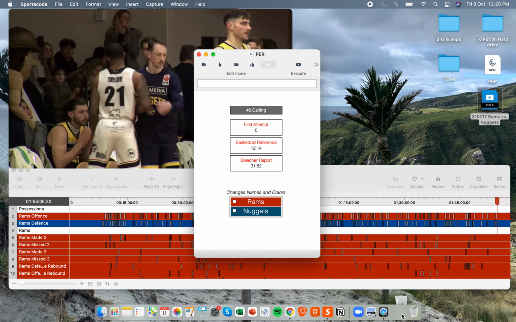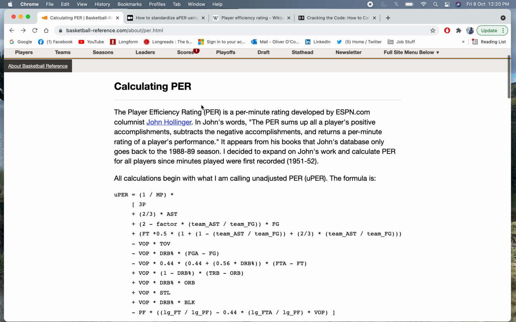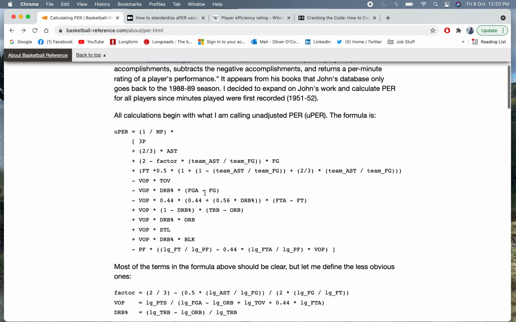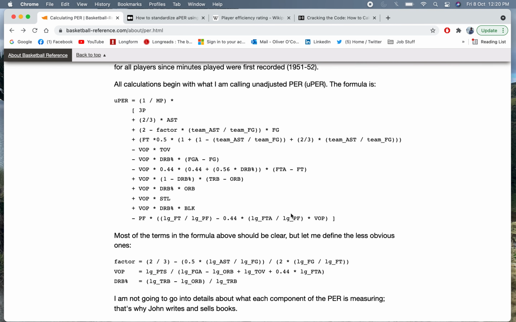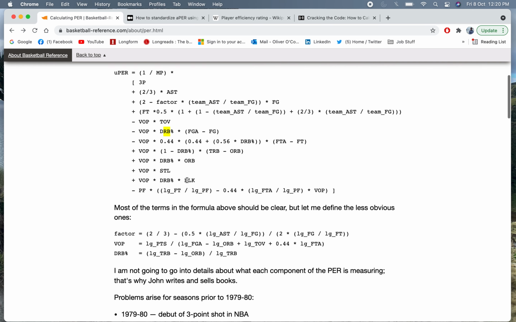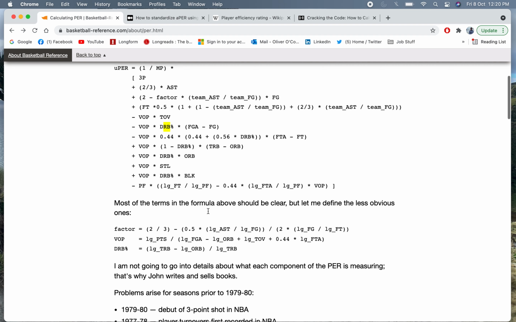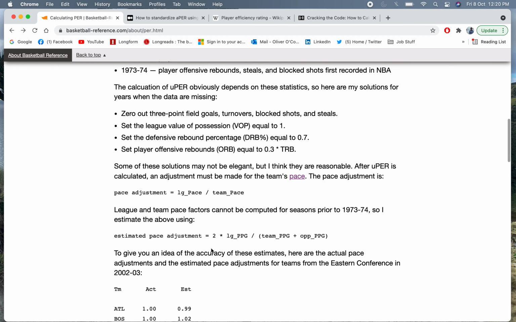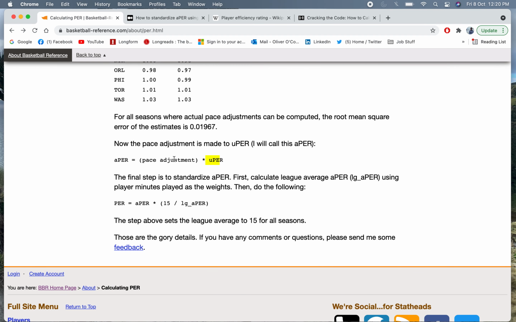The format I used was what's on Basketball Reference. John Hollinger invented the stat, but I used the formula on Basketball Reference. Even though this looks like a lot, it's not actually that hard. It just takes a little bit of time to identify all the variables like team assists, turnovers, defensive rebound percentage. It's basically just getting a bunch of variables, and I'll show you the scripting soon, and then calculating them together. I had some problems down the bottom here with calculating this part, but I'll get to that soon.